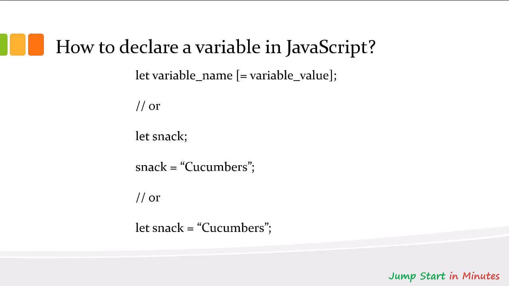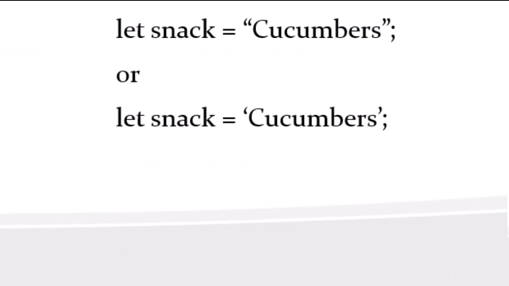Please note that the equal sign here is not the same as in mathematics. It is not saying that the snack variable and cucumbers are one and the same thing, or that they are equal to each other. What it is saying is that we are assigning or giving a value, which in this case is the string cucumbers, to the snack variable. In JavaScript, you can use either double quotes or single quotes to surround string values.